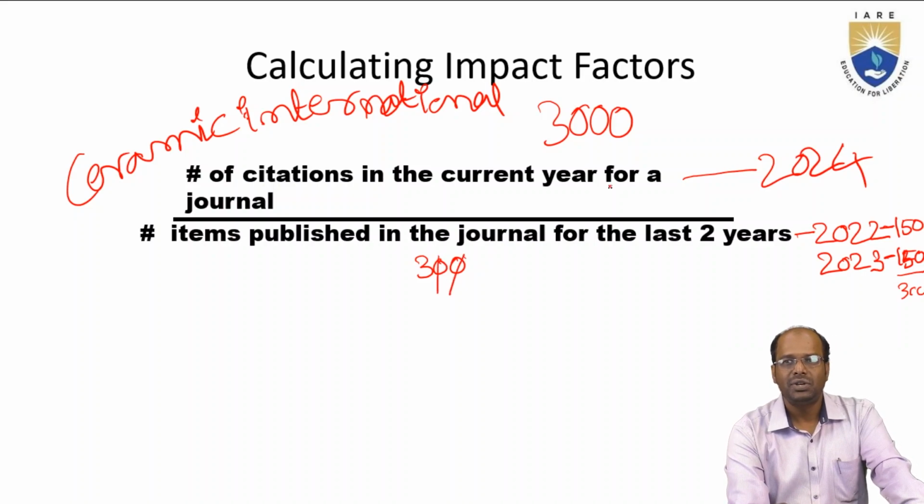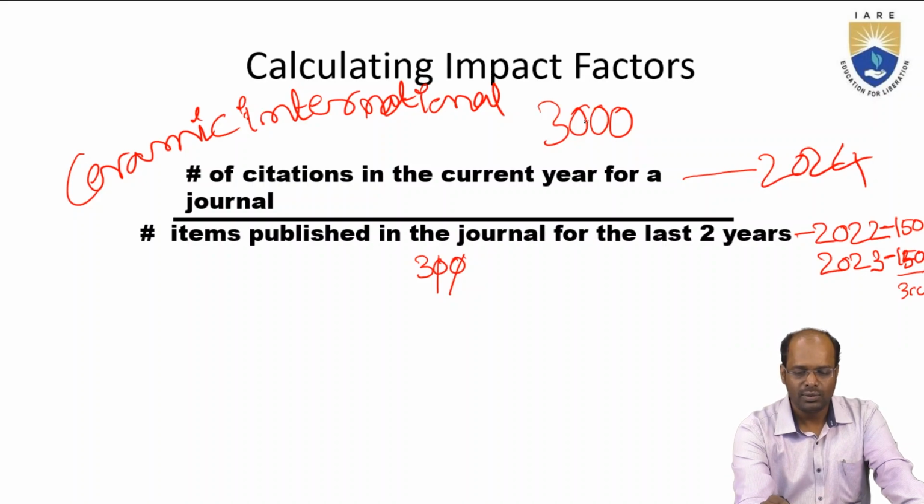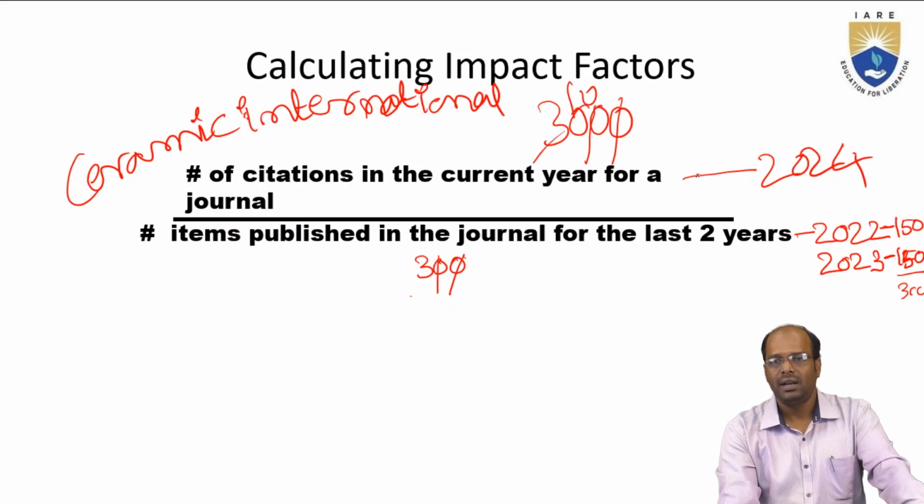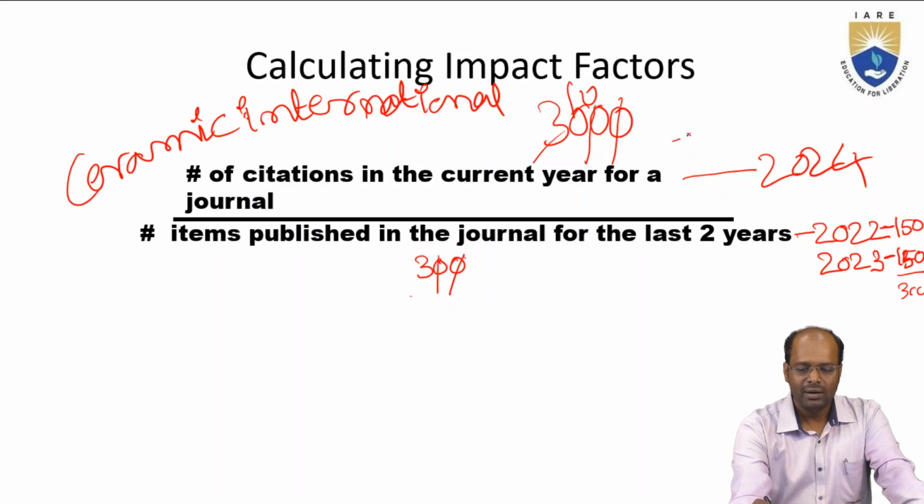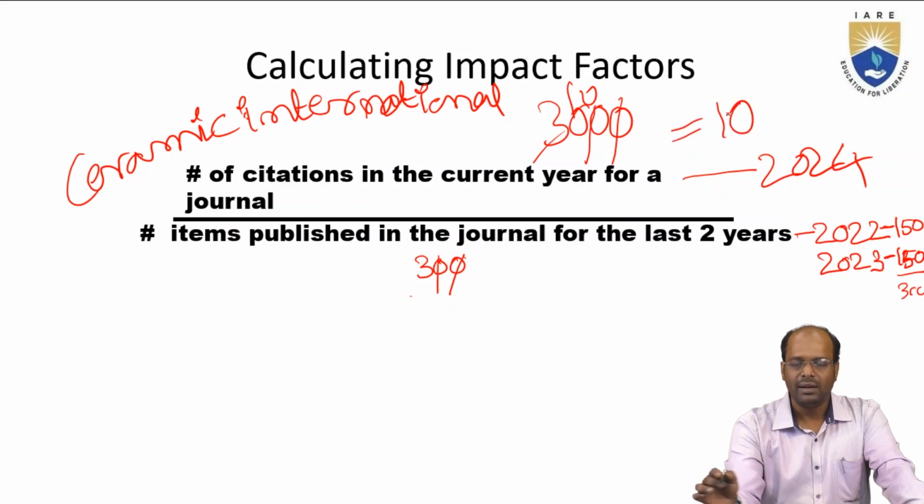Divided by, how many citations in 2024? 3000. So these 2 zeros get cancelled: 3 by 10. So Ceramics International has an impact factor of 10.